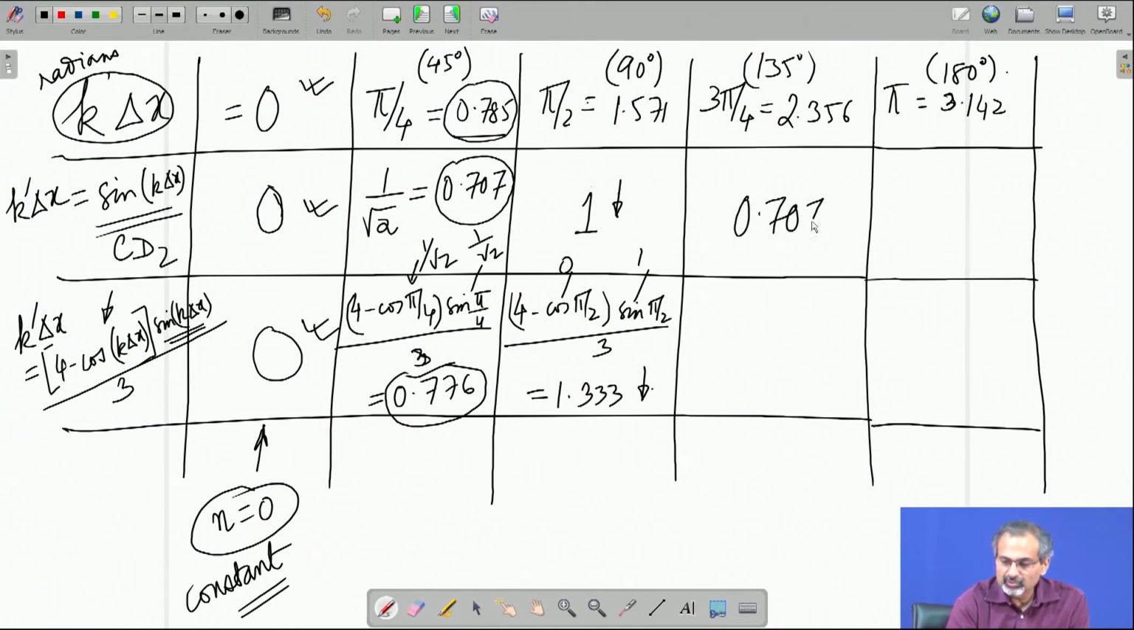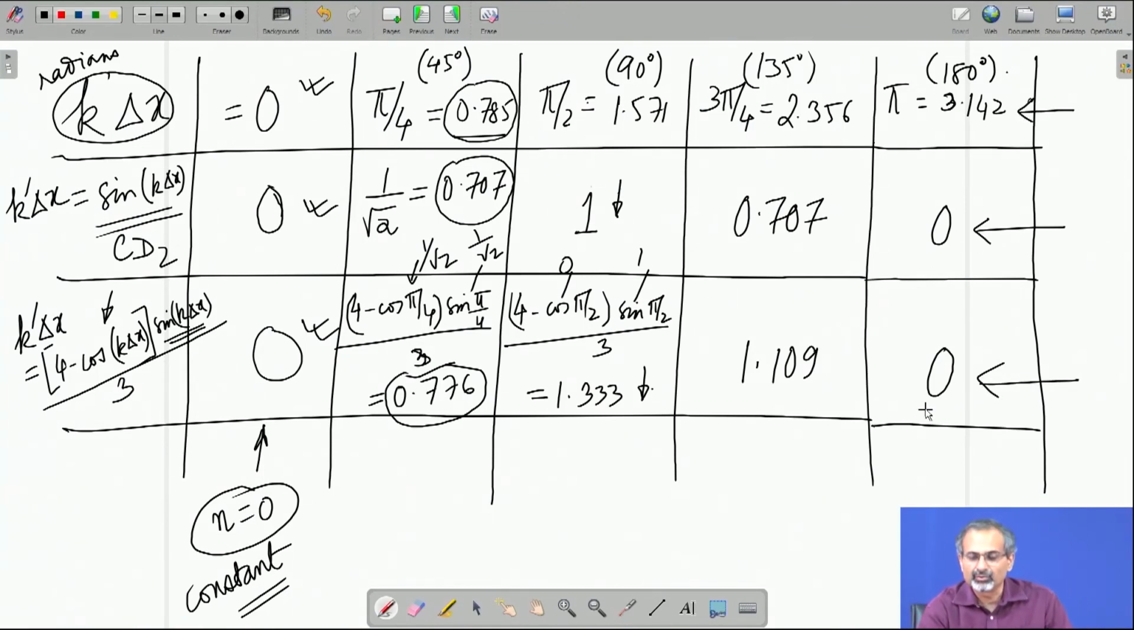Then as you move on to the other angles, you can calculate the values like we did for the lower values of k delta x. And then finally, you find that both the schemes are showing up with a value of 0 when the actual value should have been 3.14. That means, in this range both of them have deviated far from the exact expression.